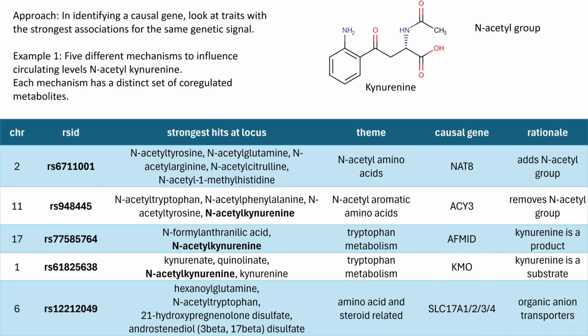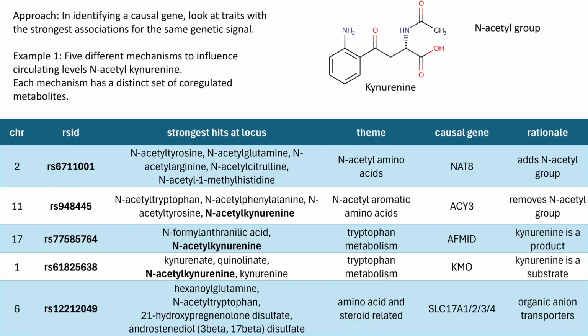I'm going to walk through this just briefly. At this variant on chromosome 2, you see all these other metabolites that are N-acetyl this, N-acetyl that, and so on. All of them are N-acetyl amino acids. The enzyme that's nearby, actually the second closest, is N-acetyltransferase 8, NAT8. We would say that's probably the causal gene because what it's doing is adding an N-acetyl group.